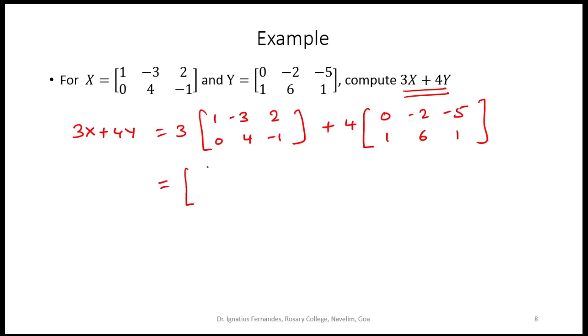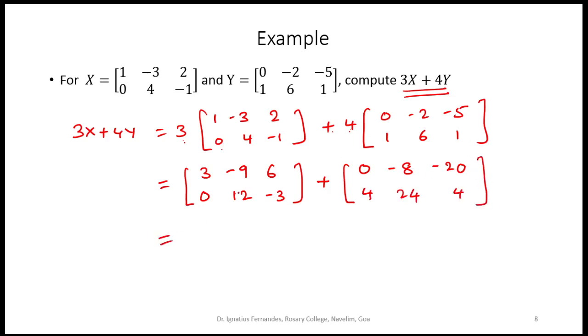So this will be equal to 3 into 1 is 3, 3 into minus 3 is minus 9, 3 into 2 is 6, 3 into 0 is 0, 3 into 4 is 12, and 3 into minus 1 is minus 3. Plus you will multiply 4 to each of the values in the matrix. So 4 into 0 is 0, 4 into minus 2 is minus 8, 4 into minus 5 is minus 20, 4 into 1 is 4, 4 into 6 is 24, 4 into 1 is 4. And now you will carry out the matrix addition. The dimensions are the same, so you can very well add these two matrices.